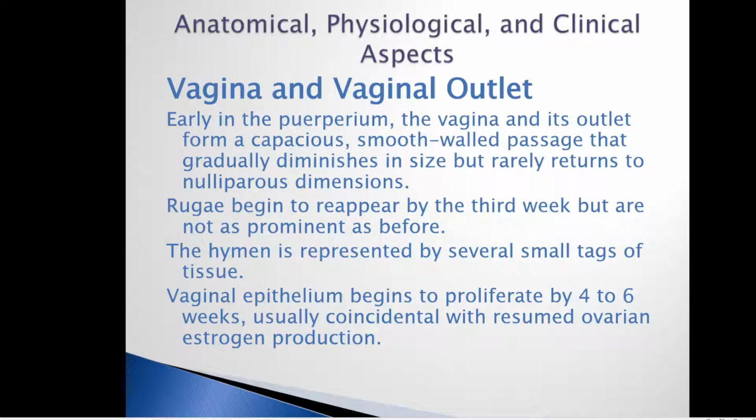What changes happen in different organs, and in the vagina and vaginal outlet? Early in the puerperium, the vagina and its outlet form a capacious, smooth-walled passage, which then gradually diminishes in size but rarely returns to nulliparous dimensions. The hymen is represented by several small tags of tissue. Vaginal epithelium begins to proliferate by 4 to 6 weeks, usually coincidental with resumed ovarian estrogen production.